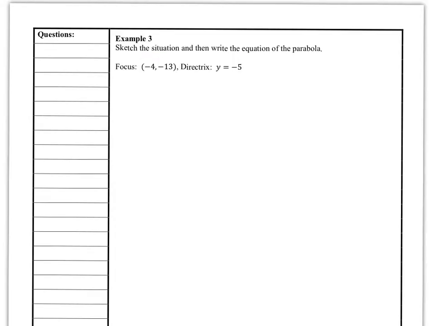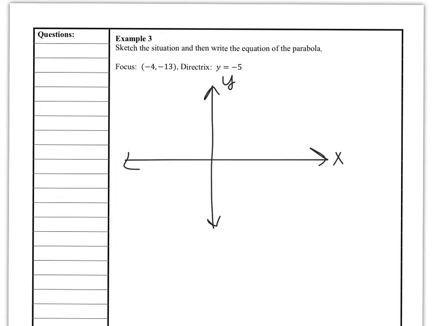Okay, so it says sketch the situation, then write the equation of the parabola. So I'm going to go ahead and sketch by drawing my x and y axes. So I've got my y axis here and my x-axis going this way. Okay, and then I've got the focus right here at negative 4, down 13. So I'm going to go left 4 and then down 13, so down to negative 13, and put a point where that would be on the graph. So that's our focus. And then our directrix is going to be right here, y equals negative 5.